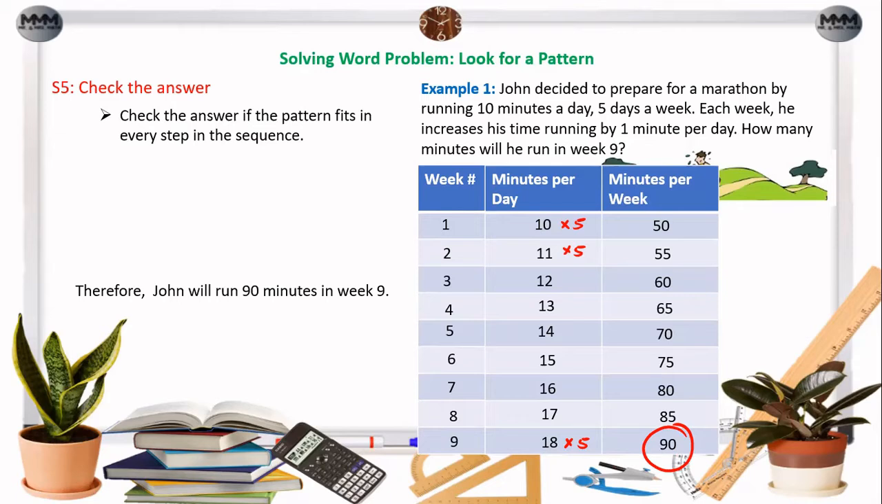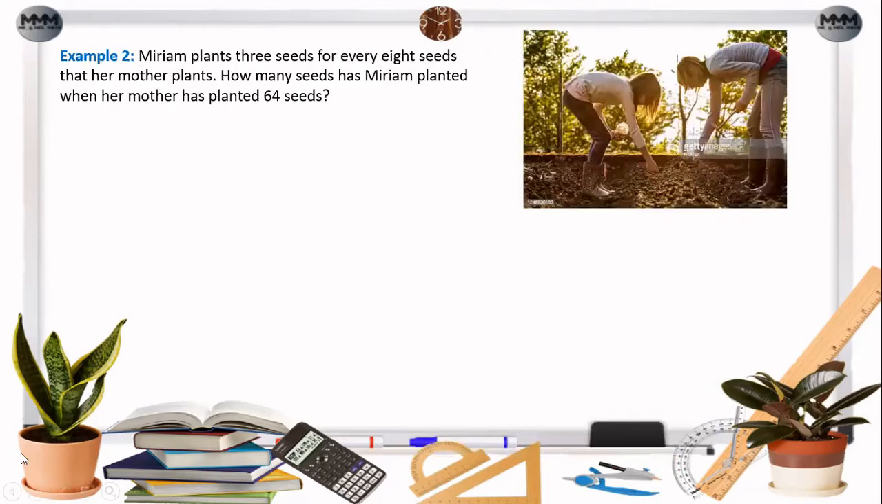So let's have the next example. Here is the given in our next example. Miriam plants 3 seeds for every 8 seeds that her mother plants. Now the question is, how many seeds has Miriam planted when her mother has planted 64 seeds?